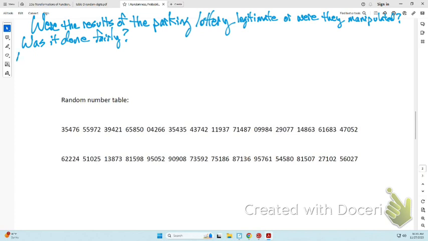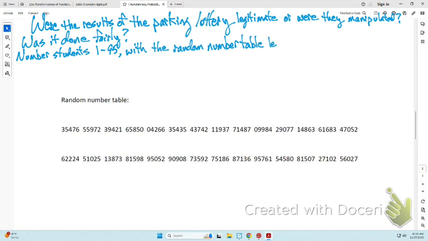So first you need to number students 1 to 95 with the random number table. Let corresponding students be 0, 1 to 95.